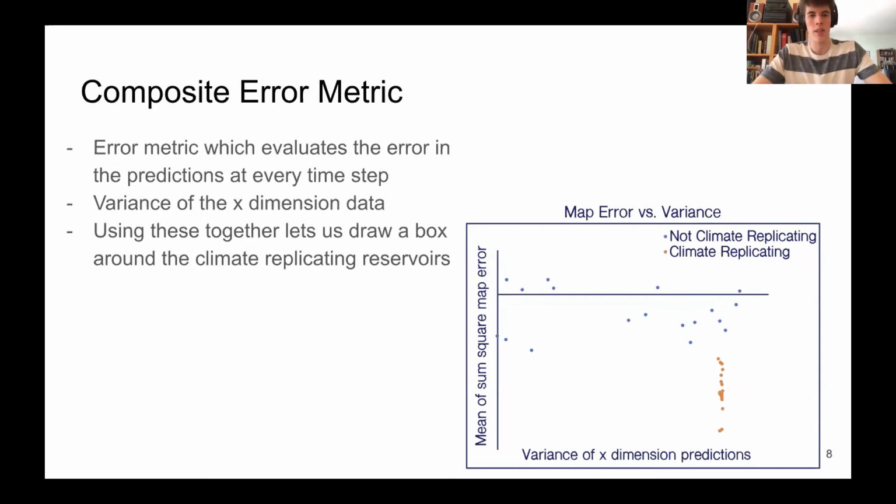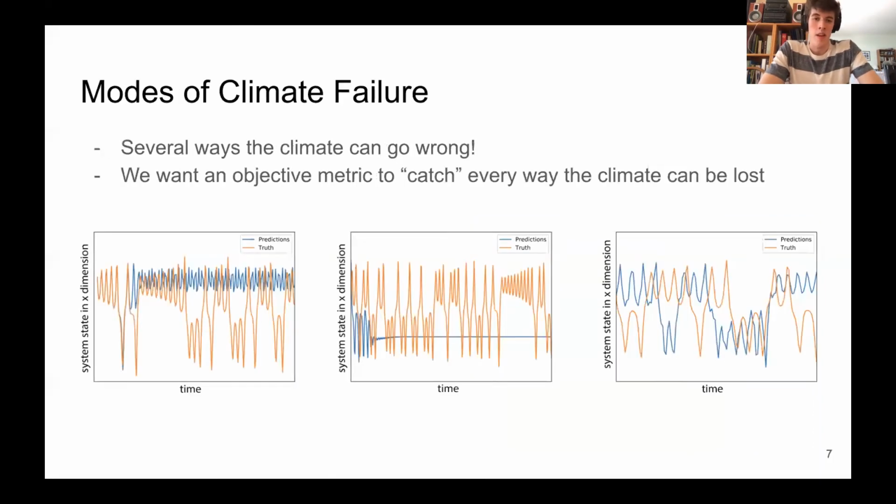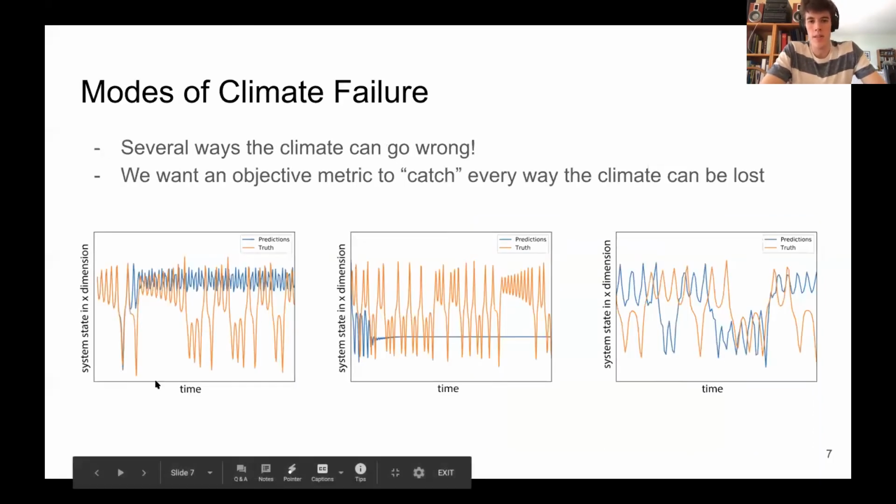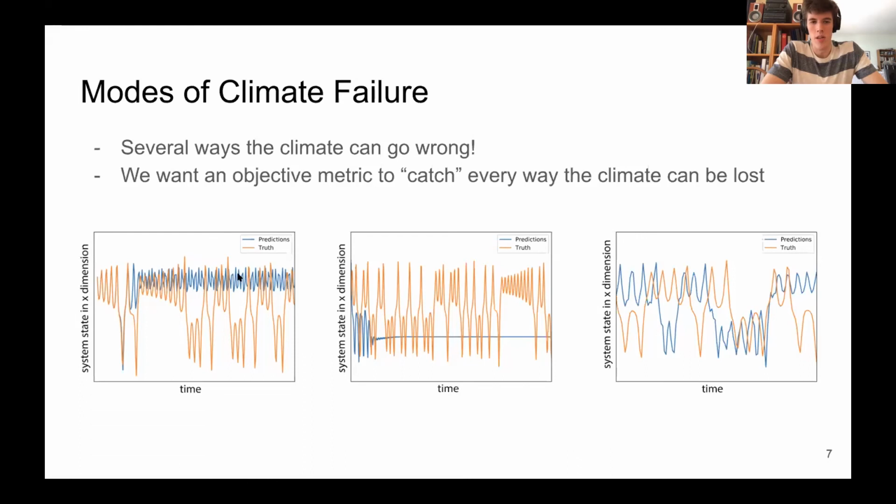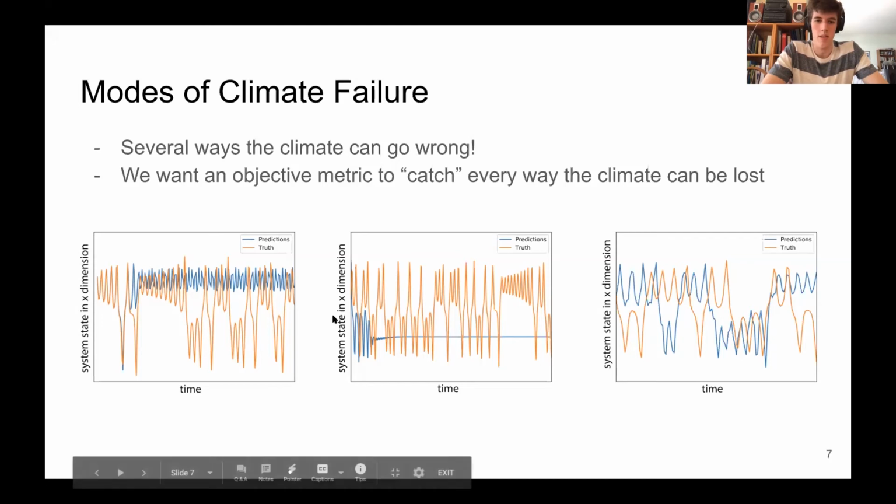And then the other metric that we're using in this composite metric is the variance of the X dimension data. So in these plots, you'll notice that these here on the left, the predictions have a very low variance when they just go to some point and then either do a small amplitude oscillation or just stay at a single point. So both of these cases have very low variance, which distinguishes them from cases when we're getting good climate replication.